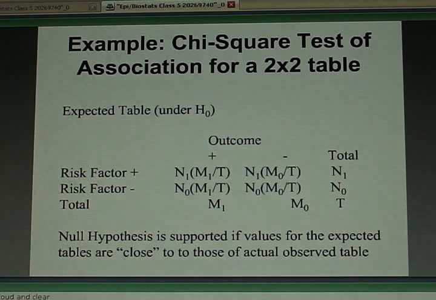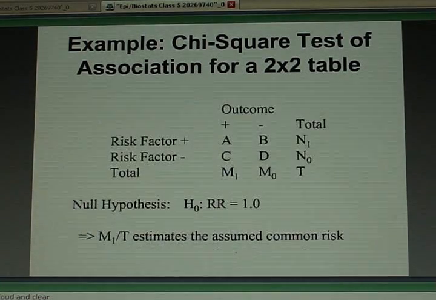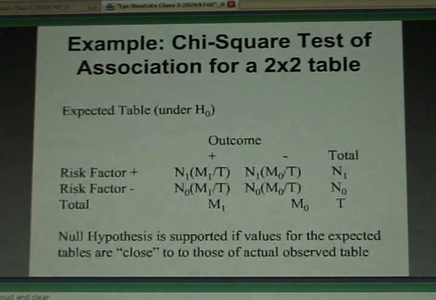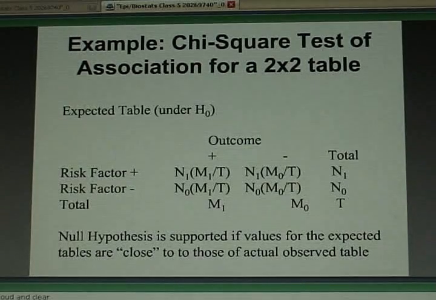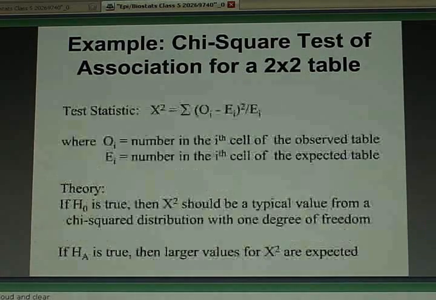What we'll do is we will one by one compare the cell count in the observed table, say A, to the corresponding expected number, N1 times M1 over P. Get a difference, a deviation between what was observed and what was expected to be observed if the null hypothesis was true. Let me give you an example. This is where we're going to take the observed numbers, subtract the expected numbers, and do this for all four cells.